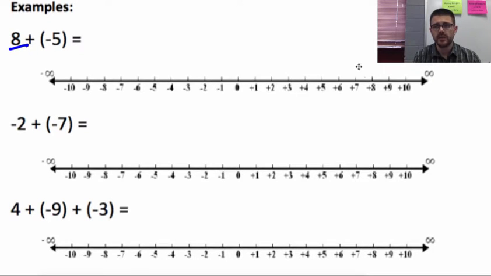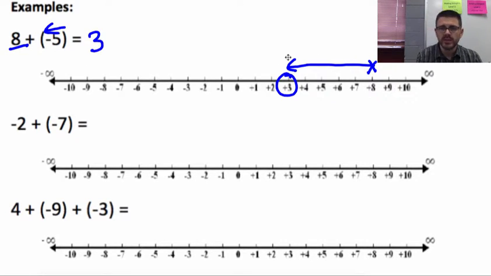I start at 8. That's my starting point. I want to add a -5. A negative means go to the left 5 spots. So you can draw it out and just count 5 places, and we end up at a positive 3. So it wasn't enough to take me past 0. I just moved closer to 0.